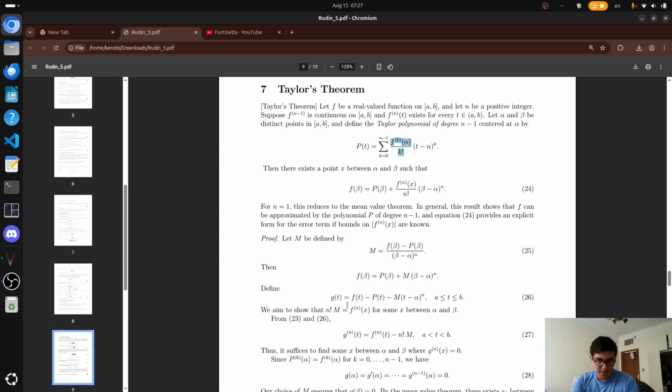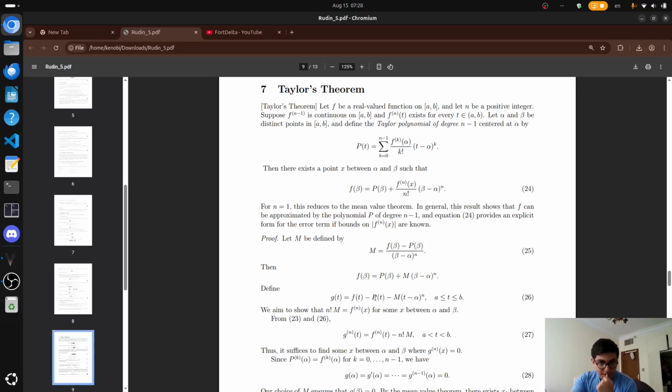So we define g of t equals f of t minus p of t minus this. So basically this minus this for some point t. So g of beta is going to give you 0, right? Okay. Now take the derivative n times.